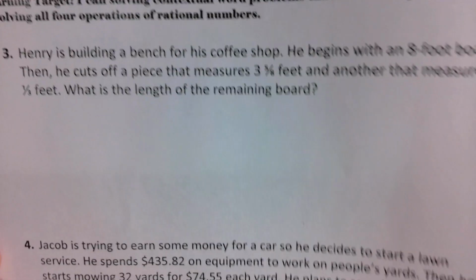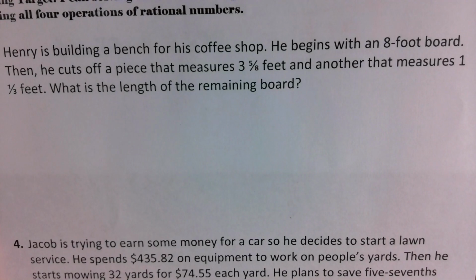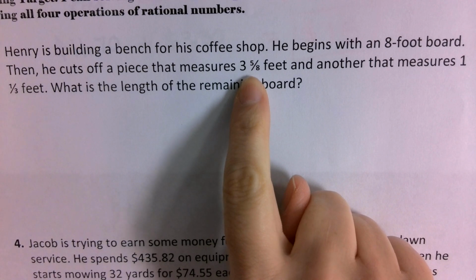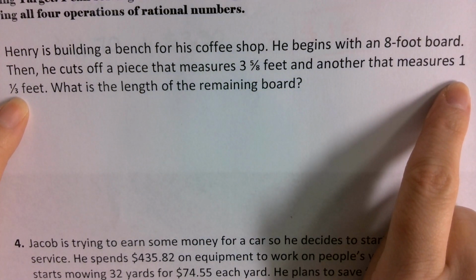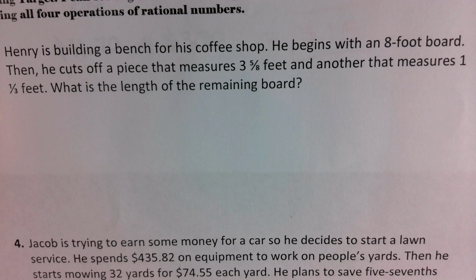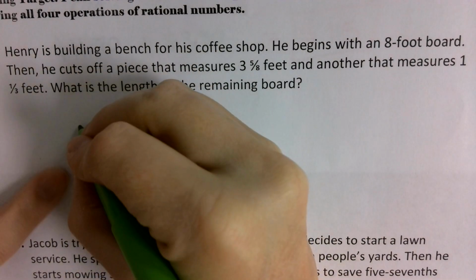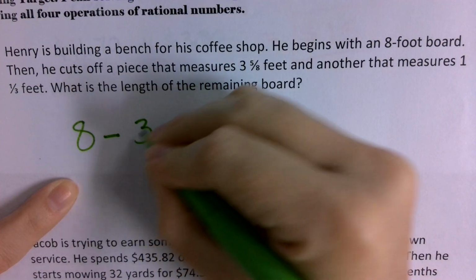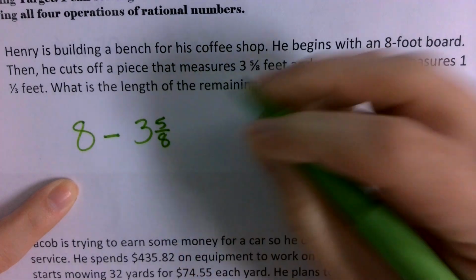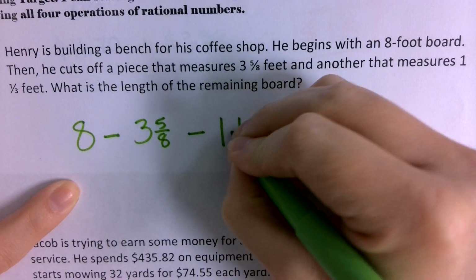It could be the same operation multiple times. That's still a multi-step problem. You're taking a total, you're subtracting or cutting off 3 5/8, and then you're going to subtract another 1 1/3 off of that new value. Okay? So we've got our 8-foot board. We're going to subtract 3 5/8, and then we're going to subtract 1 1/3.